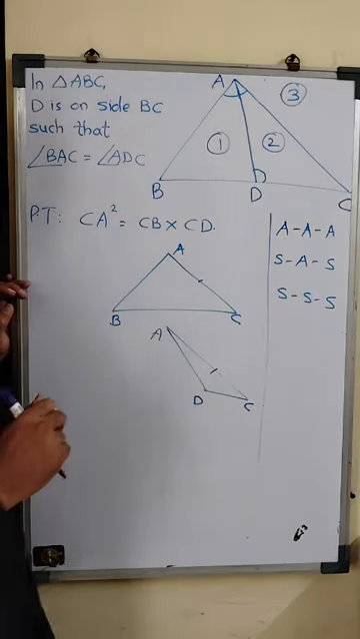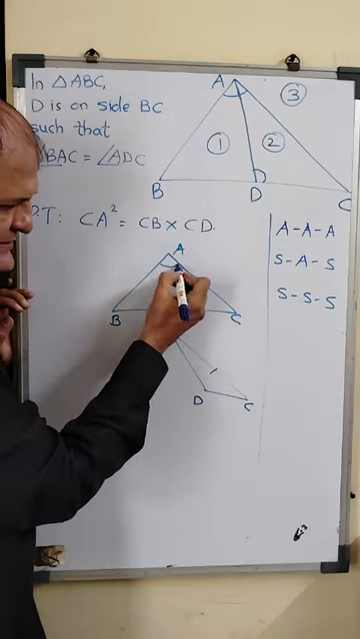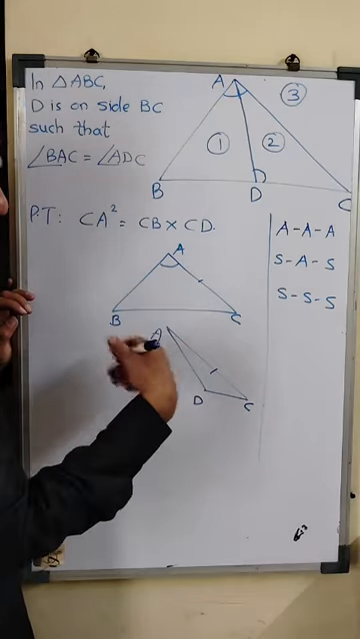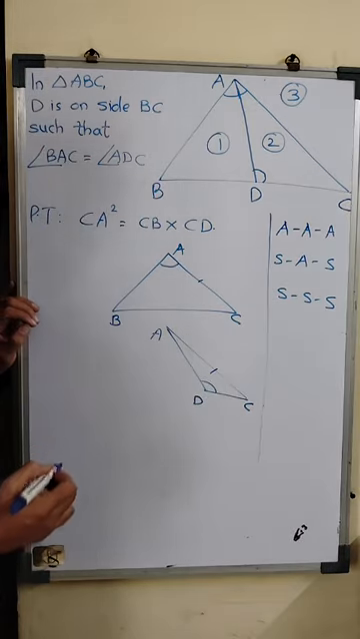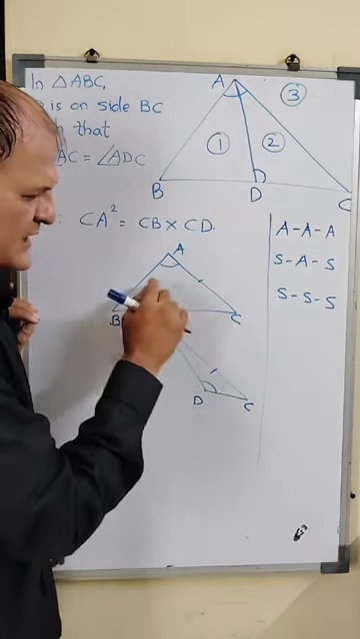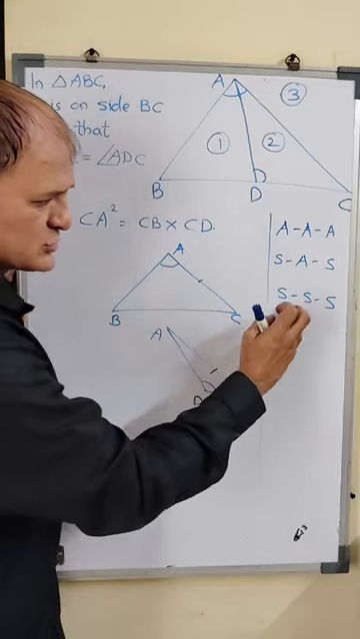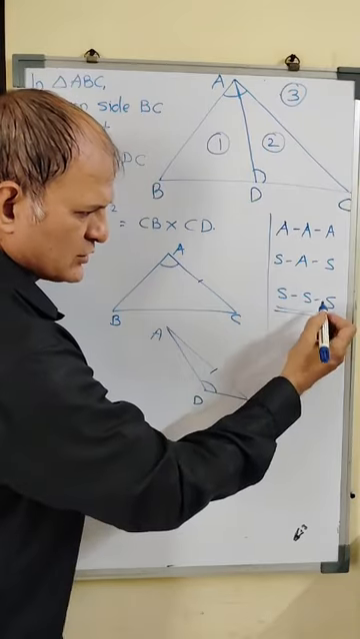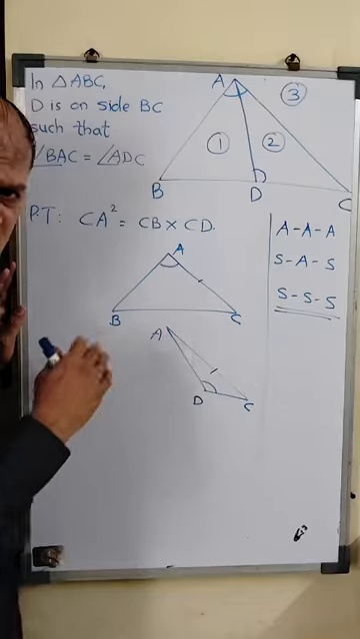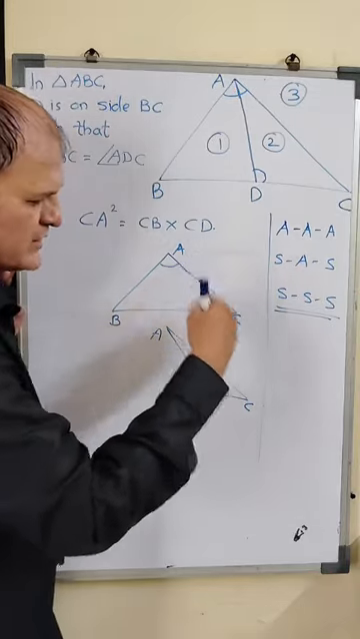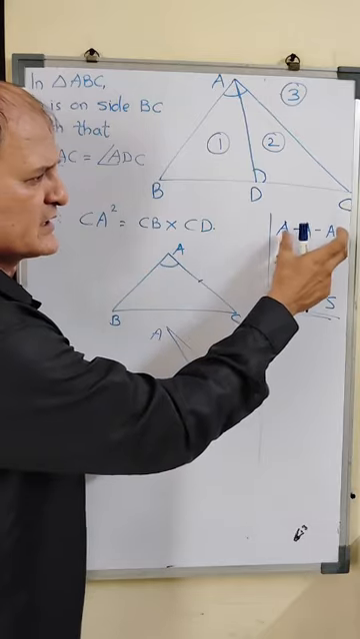Now if we look at the information given here, we are told that this angle is equal to angle ADC. Only one angle is given to us, and there is nothing mentioned about the sides. So SAS is out of question. We cannot prove by this method. Even SSS is not valid here because we don't know anything about the sides. So what is left is AAA.